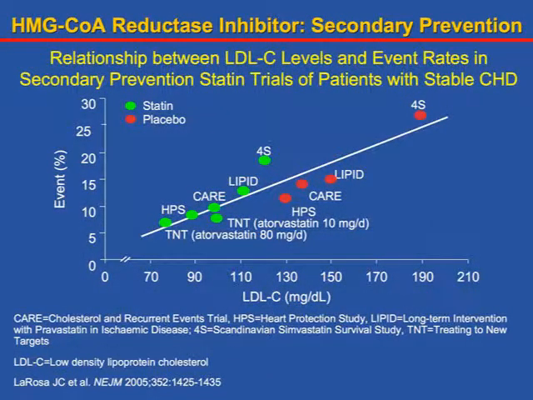CARE here was the Cholesterol and Recurrent Events trial. That was a US trial, and it showed the same thing. A lot of these have been done in Europe; it's easier to do these studies in Europe. Heart Protection was 20,000 patients in Great Britain. They brought their cholesterol levels down to an LDL well below 100 here, and they had the lowest event rate. So that's why doctors talk about this stuff, because we're trying to help people live longer.